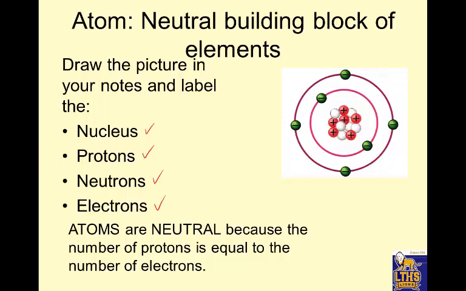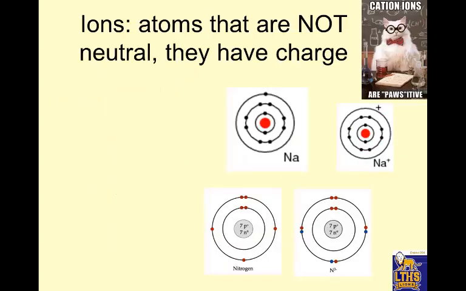Okay, so why are atoms neutral? Atoms are neutral because the number of protons, and in this case there's 6, is equal to the number of electrons, and in this case there's 6. So overall, this atom has no charge because the positive and negative equal each other. Okay, so atoms are building blocks of matter. Atoms are neutral. Atoms have all of these parts, and the reason they're neutral is because the positives equal the negatives.